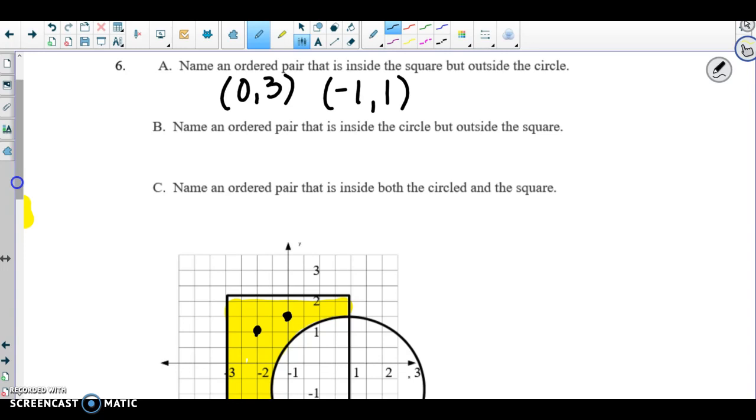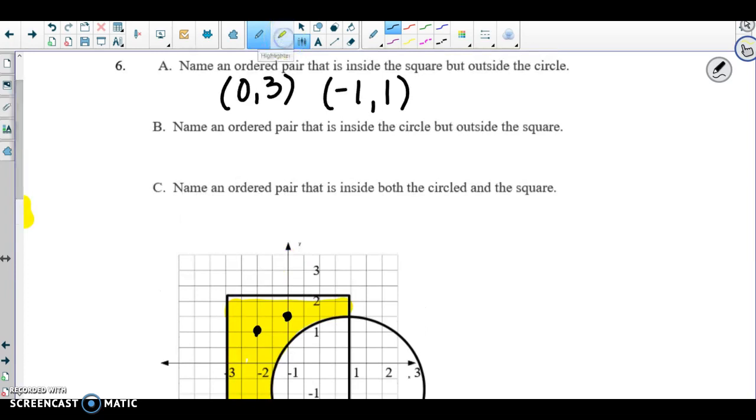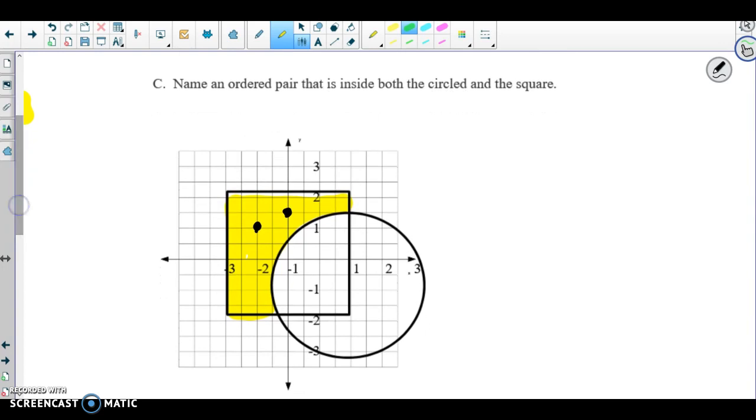Okay, so name an ordered pair that's inside the circle but outside the square. So inside the circle but outside the square. That means I've got this going on here. Yeah, it's like totally off here. Okay, so really I'm going to ignore the numbers that are on there and I'm going to count myself here. But one of the things that I see, I could be right here, or I could be right here. Okay, so any of those will work.